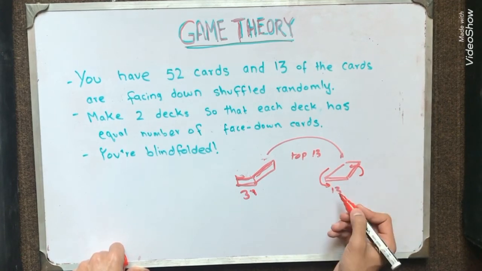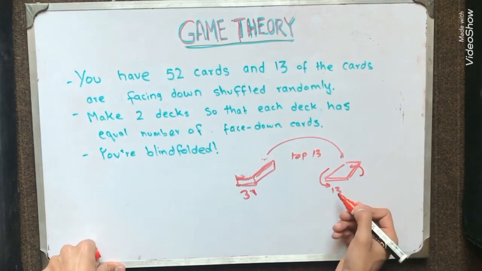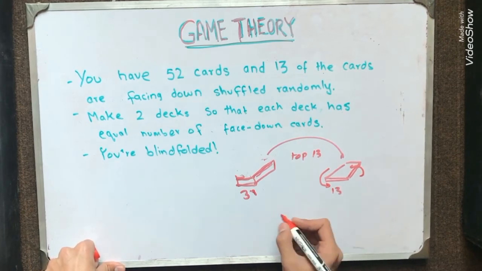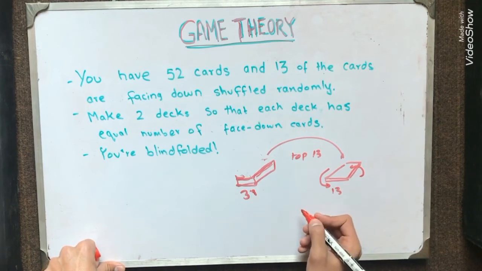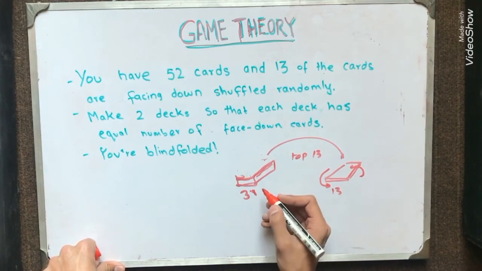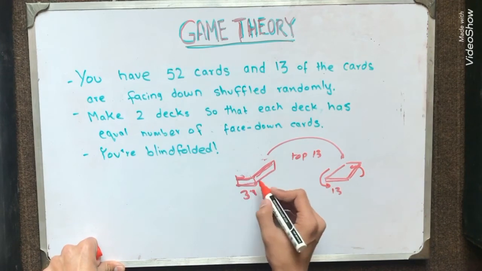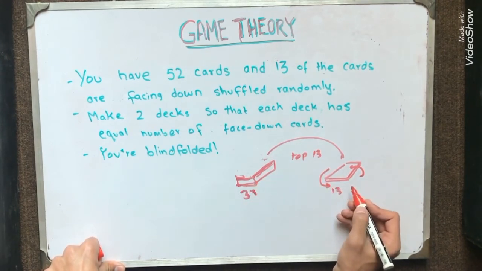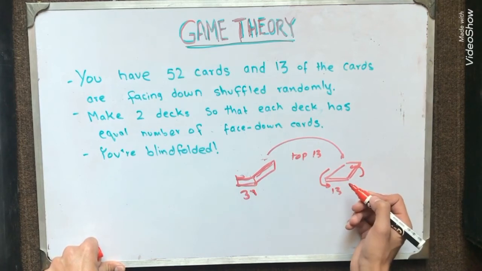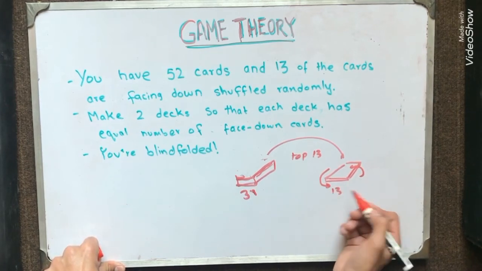When you flip these cards in deck 2 like this, you end up having an equal number of face down cards in both of these decks, no matter how the face down cards were shuffled in deck 1. Whenever you take the top 13 cards and flip them like this, you end up having an equal number of face down cards on both decks.